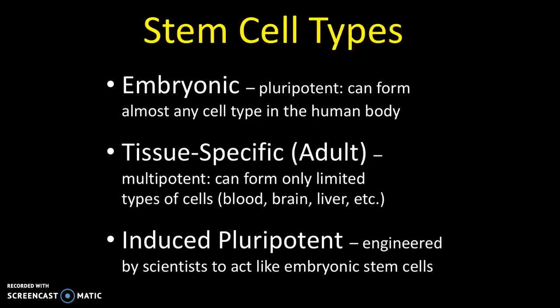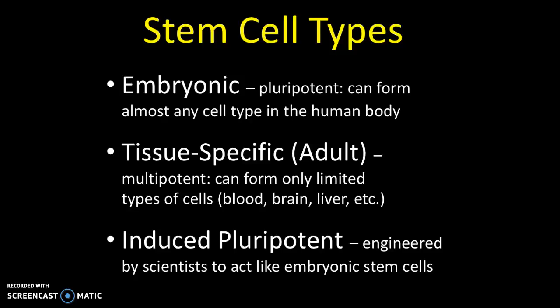So there are three main types of stem cells. The first is the embryonic, which is the one that we will talk about the most in the unit because it's the most highly controversial. These are called pluripotent cells, and they can form into any cell type in the human body. The second are multipotent, and these are specifically adult stem cells that are limited in what they can turn into. So some types of things like blood, brain cells, and liver cells, but not every cell in the body. And then you also have what are called induced pluripotent cells. These are the genetically engineered cells that scientists work with that act like embryonic stem cells. So these are your main types.